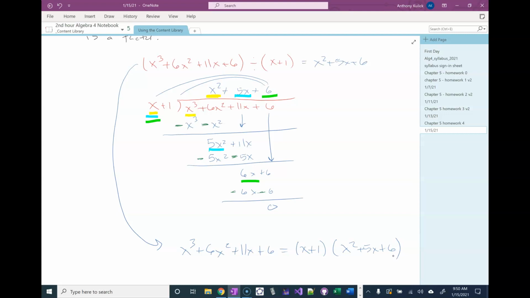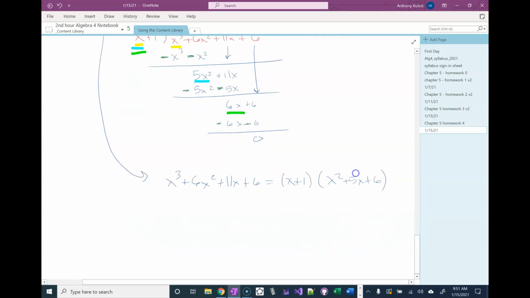Now the x plus 1 is linear. There's nothing more we can do with that. The x squared plus 5x plus 6, that's now a smaller polynomial. Maybe I can use my factoring tree to deal with that piece. Can we factor x squared plus 5x plus 6? We certainly should be. This looks like a semester 1 factoring problem, doesn't it?